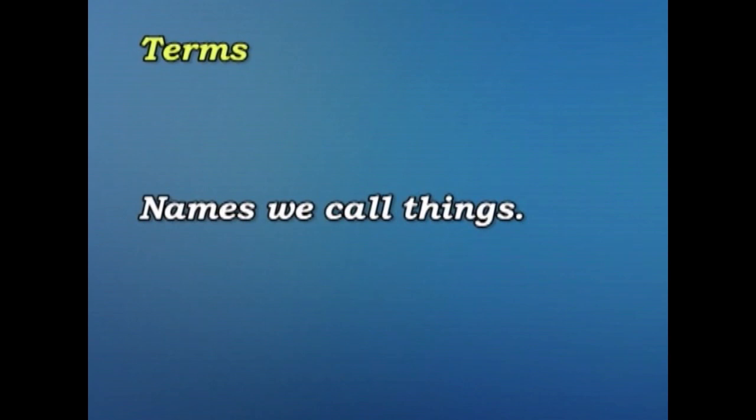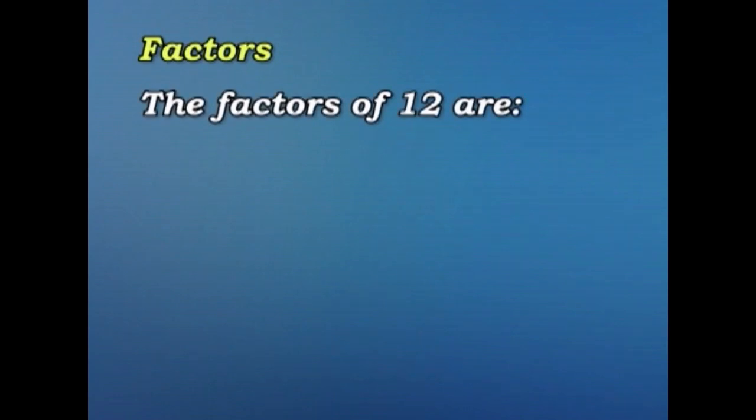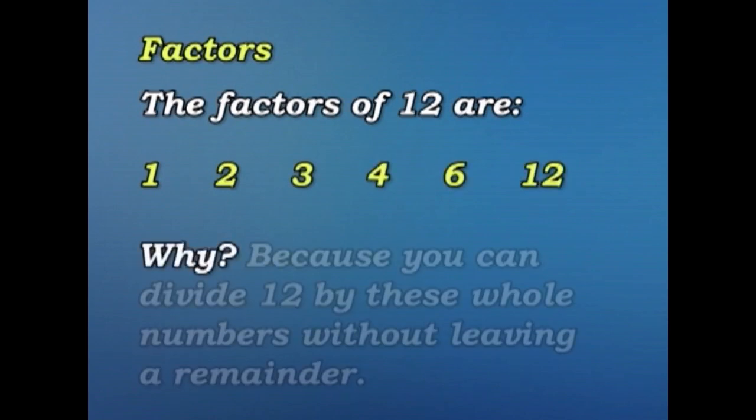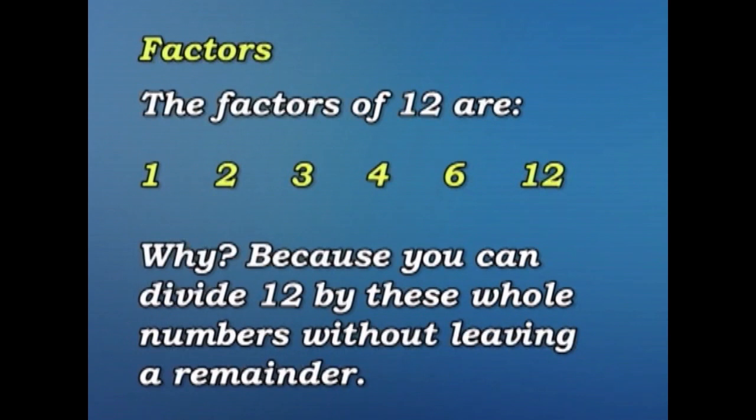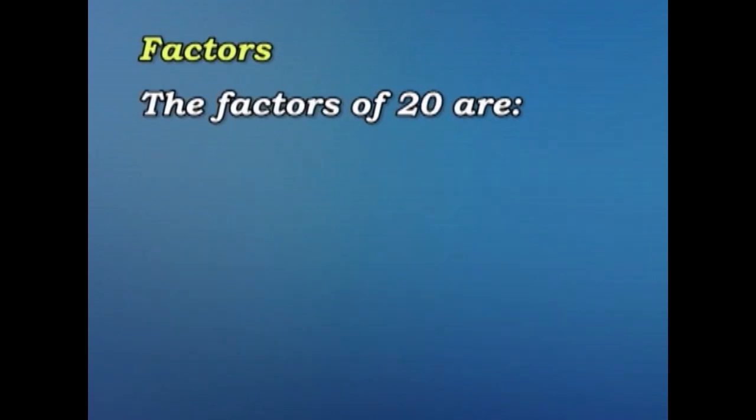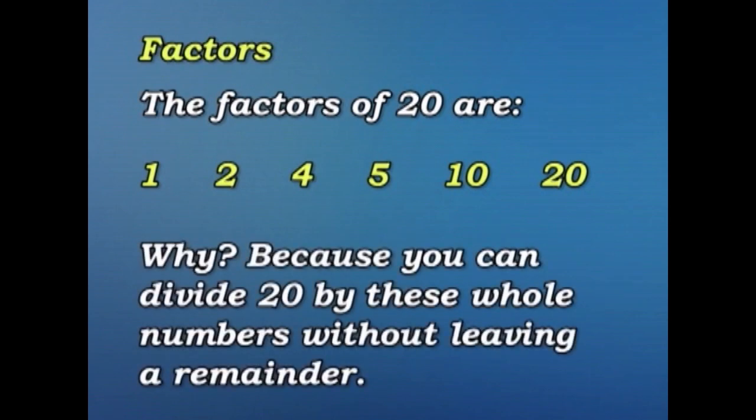Now the first name we want to look at is factors. The factors of 12 are 1, 2, 3, 4, 6, and 12. Why? Because you can divide 12 by these whole numbers without leaving a remainder. The factors of 20 are 1, 2, 4, 5, 10, and 20. Why? Well, again, you can divide 20 by these whole numbers without leaving a remainder.